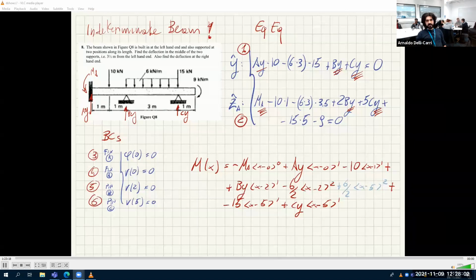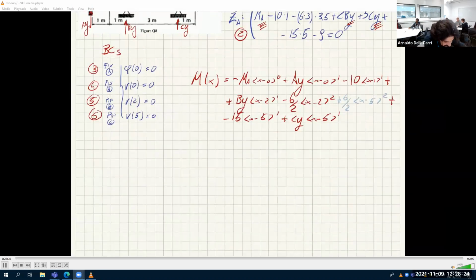So we don't need that because it will always be something minus 6 to the power of 0, and when you integrate it, it will be to the power of 1, then to the power of 2, but it's always x minus 6. It's always useless. So this is a quite long expression for the bending moment. Let's integrate this for the slope.